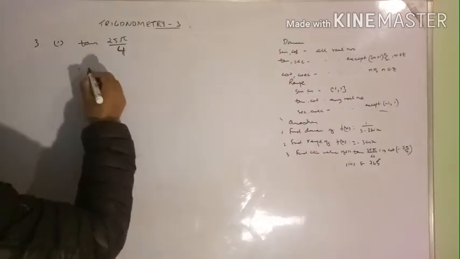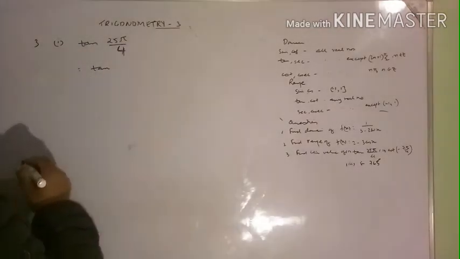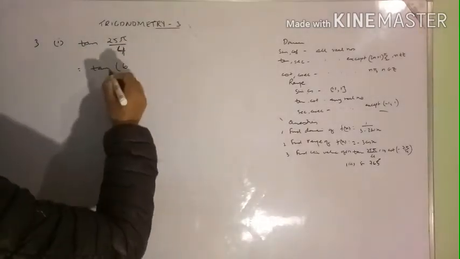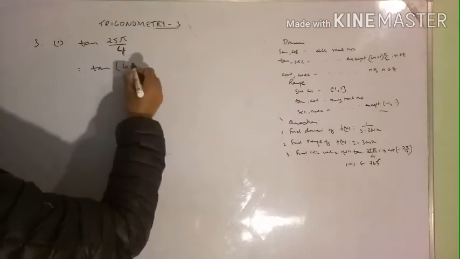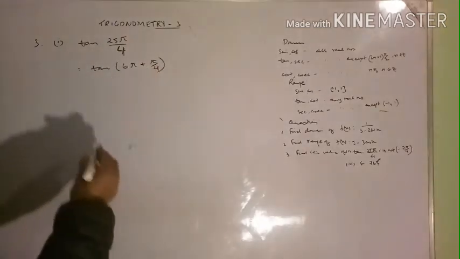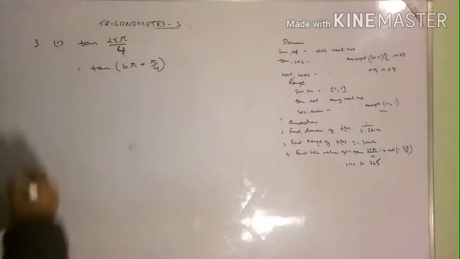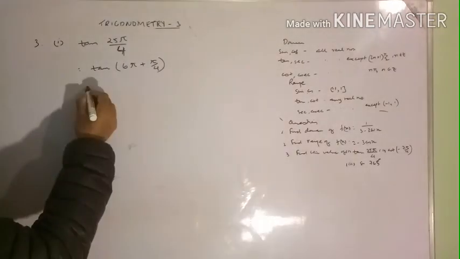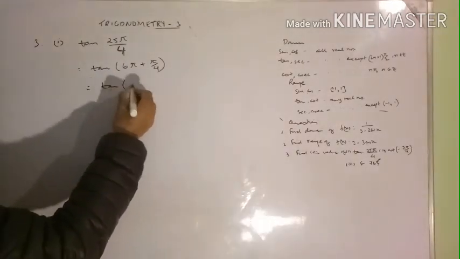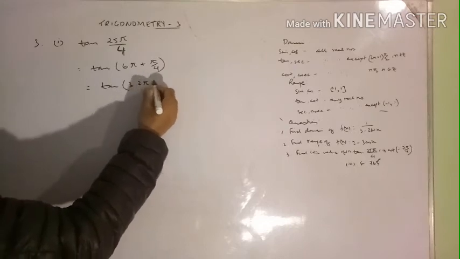So you can write this as tan. If you divide 25 by 4, it will go 6 times, so you can express it as a mixed fraction: 6 pi plus pi by 4. If you combine, you get this one. See, 4 into 6 pi will be 24 pi, plus pi will be 25 pi. Okay, so tan, this you can write in terms of 2 pi, that is 3 into 2 pi plus pi by 4.